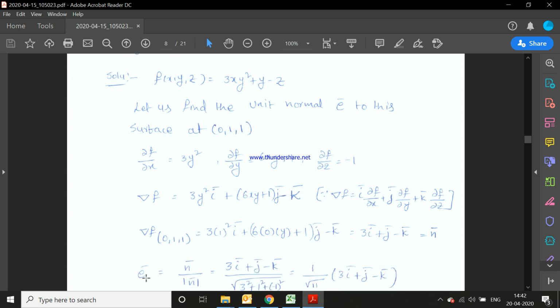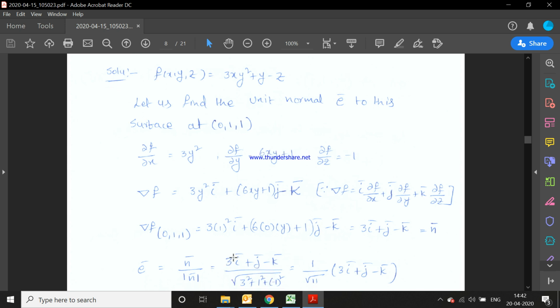Then the unit normal vector e bar is equal to n bar by modulus of n bar, that is (3i bar plus j bar minus k bar) by the square root of the length of this vector, that is the square root of 3 square plus 1 square plus (minus 1) whole square. That means the i bar coefficient squared plus the j bar coefficient squared plus the k bar coefficient squared, under root. That equals 1 by root of (9 plus 1 plus 1), so e bar is 1 by root 11 times (3i bar plus j bar minus k bar).